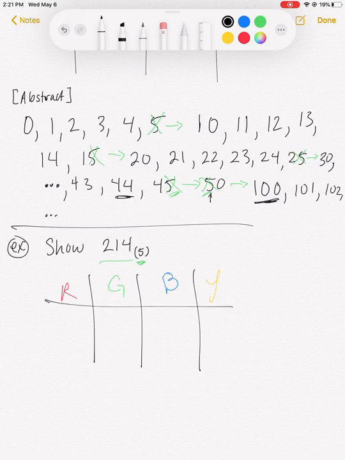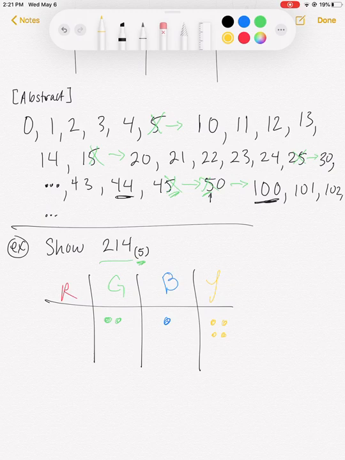214. So there are 2, and the places are all the same as base 10, but they just have different values. Okay, so showing 214 base 5 on your chip chart shouldn't be too hard. Because we have 2 green objects here, we have 1 blue object, and we have 4 yellow objects. Okay, so that's 214 base 5. And you show it on our chip chart.